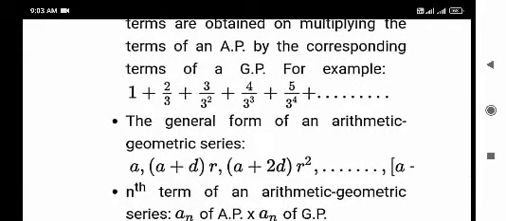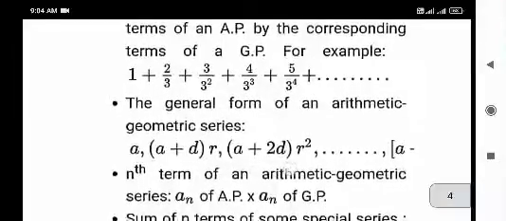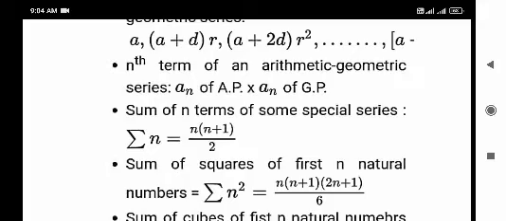In general, we can write the arithmetic geometric series as a, (a plus d) into r, (a plus 2d) into r square, and so on. Next, if you want to find the nth term of an arithmetic geometric series, then it is written as an of AP into an of GP. That is, nth term of AP into nth term of GP.